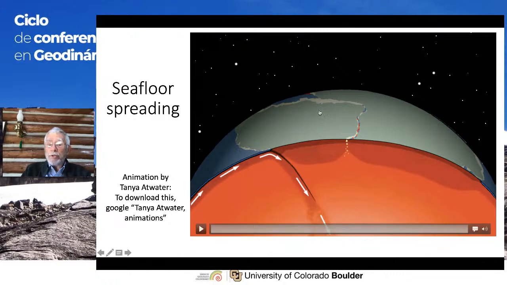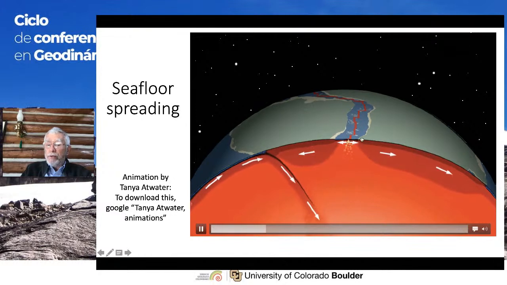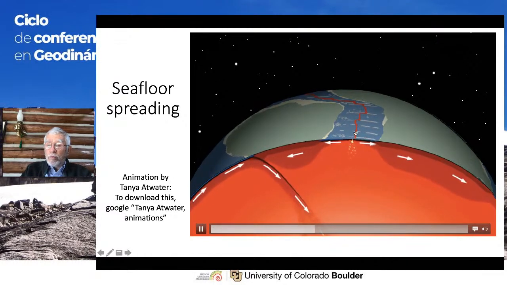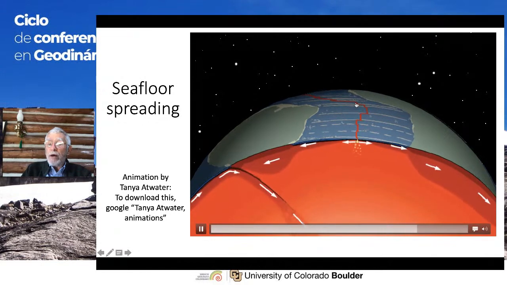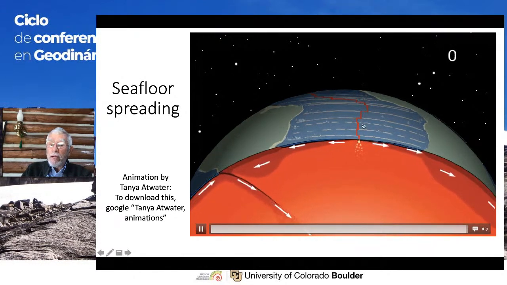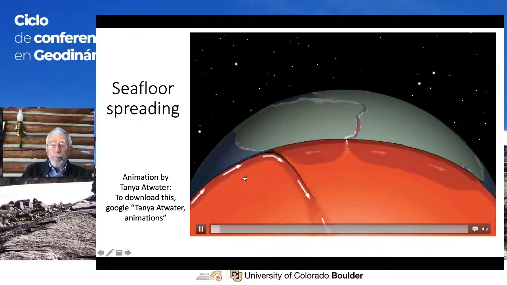And this is a simple cross-section. This is South America. This is Africa. This is the Nazca plate going underneath. And I think you probably all know this picture. The two plates move apart. New seafloor forms at the mid-ocean ridge in the South Atlantic, as shown here. The plates move apart. New material comes in this place.